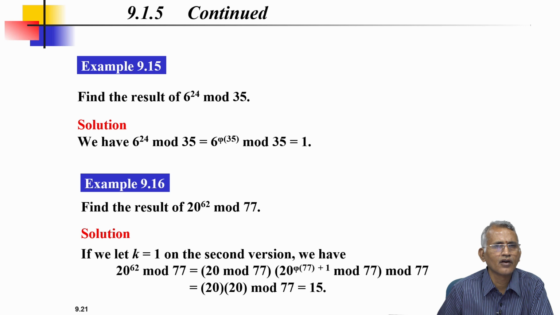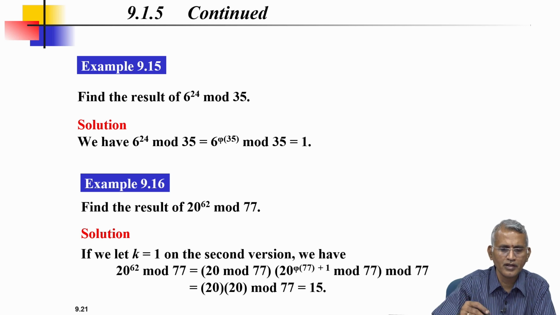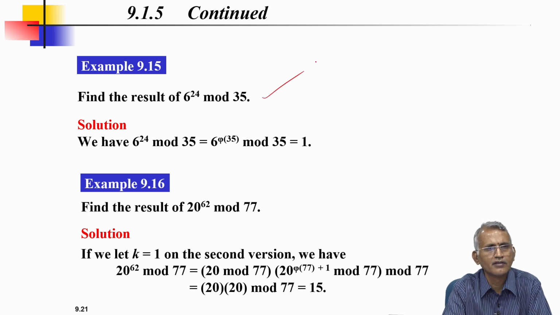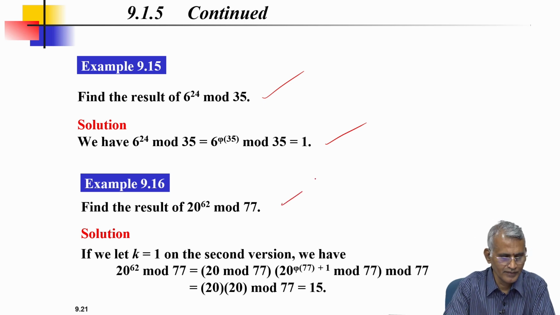So, find the result of 6 power 24 under modulo 35. We have 6 power 24 under modulo 35 is equal to 6 power phi of 35 under modulo 35. So we can easily find the value of this one, equal to 1. Next example, find the result of 20 power 62 under modulo 77.